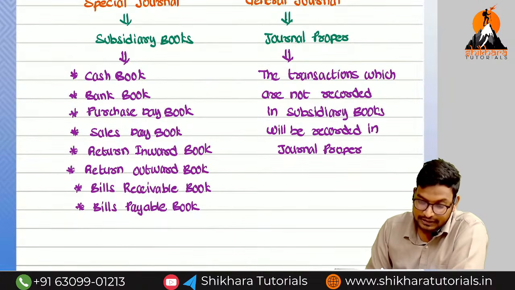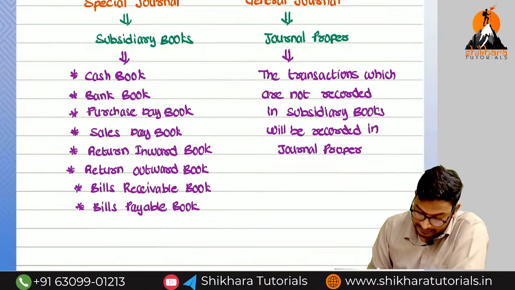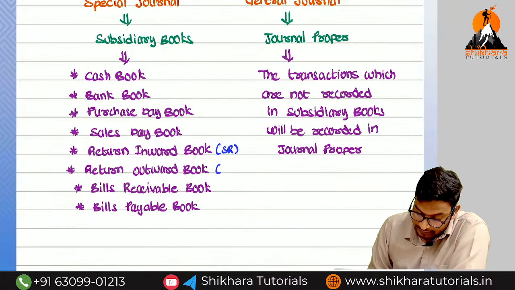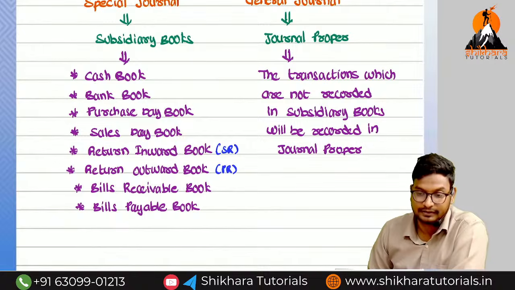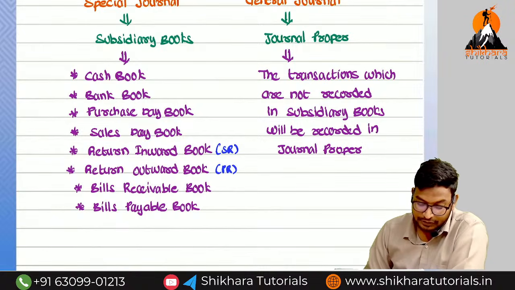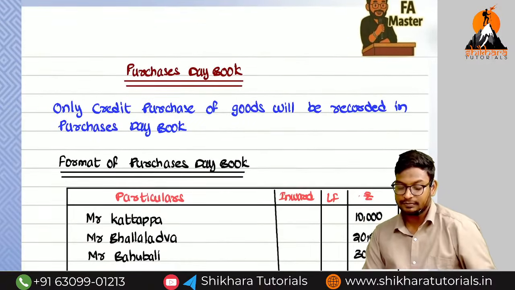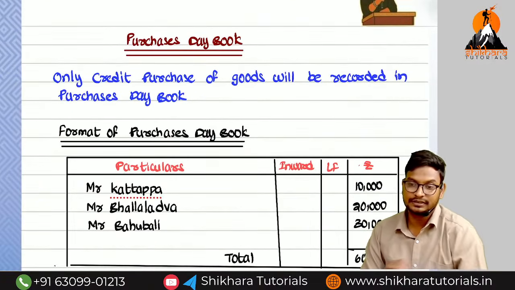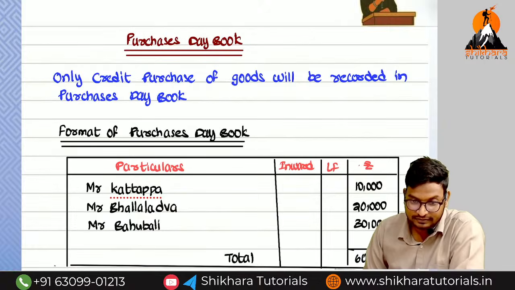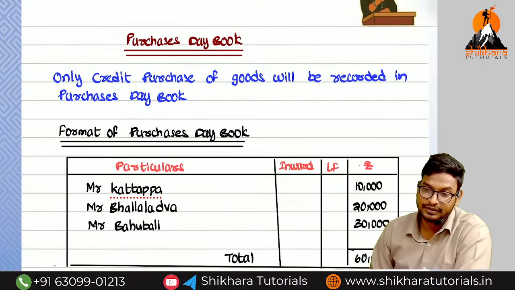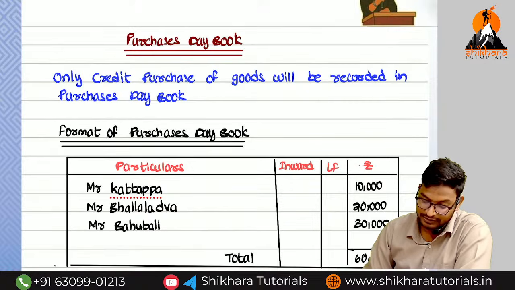So return inward is also called what? Return inward is also called sales returns. Return outward is also called purchase returns. First we are going to discuss the purchase book. This is the base. If you don't know the purchase book, sales book, purchase returns and sales returns, we are unable to rectify the errors. So for that reason, we are going to discuss the purchase book as the base point.